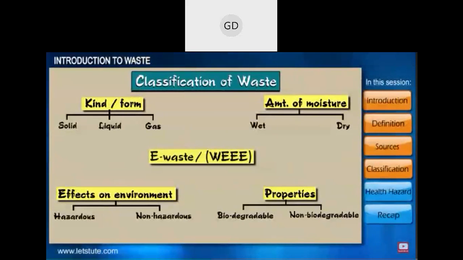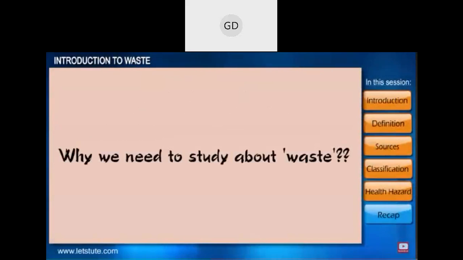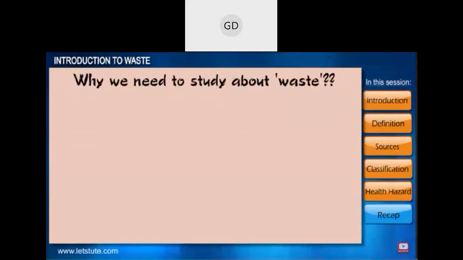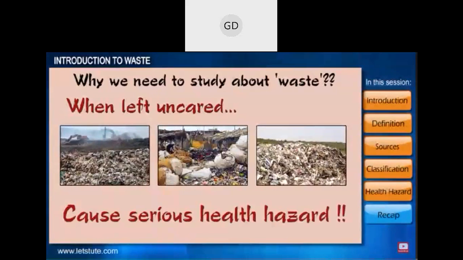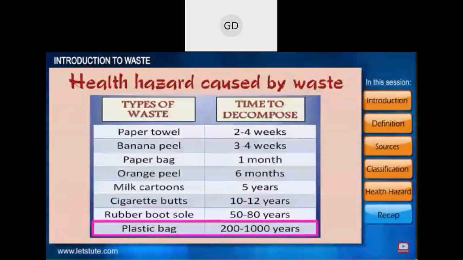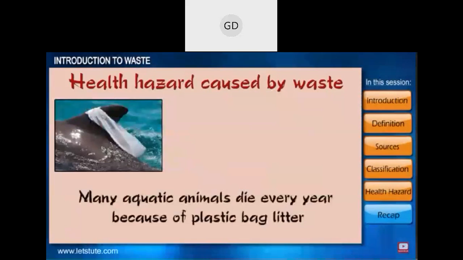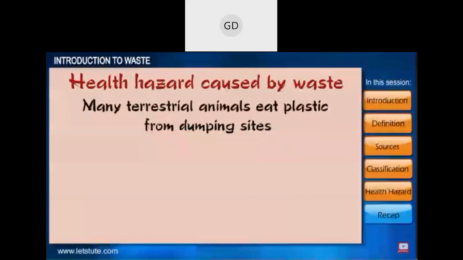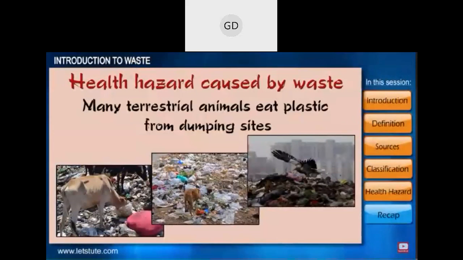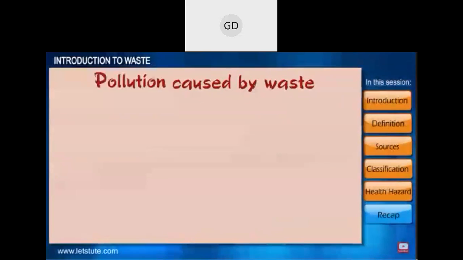After knowing all these, aren't you guys wondering why we need to study or know about things which are just waste for us? This is because when left uncared, these wastes accumulate and cause serious health hazards. And we all know plastic degrades very slowly, which is why it is such a big problem. Moreover, many aquatic animals like whales, seals, turtles die every year from plastic bag litter as they often mistake plastic bags for their food. Similarly, many terrestrial animals like cows, dogs and even many birds eat plastic from the dumping sites, ultimately leading to their death. Apart from causing these health hazards, they even add to different types of pollution like air, water, soil, etc.